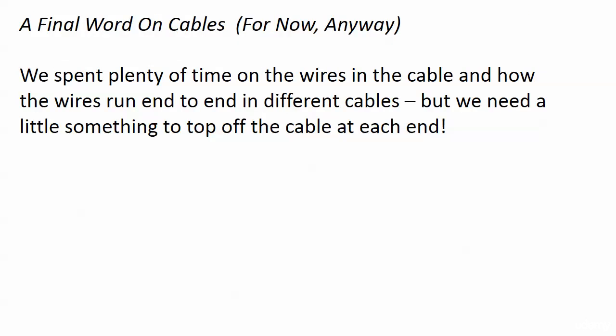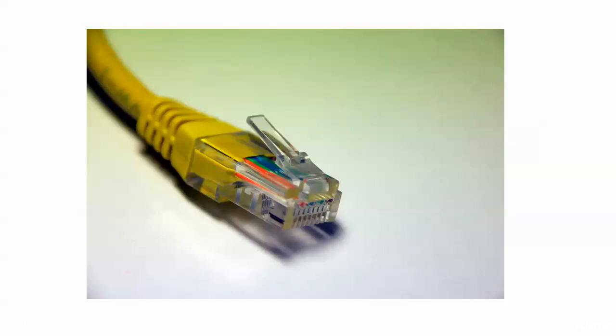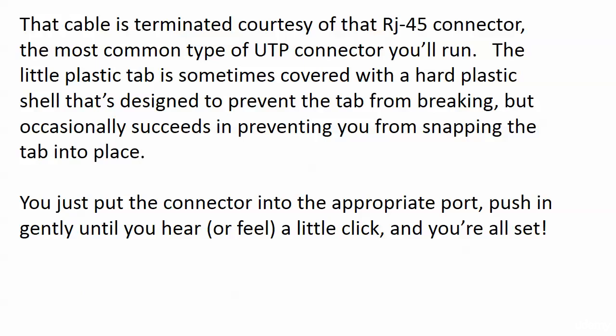Now, a quick and final word on cables. We spent plenty of time on the wires in the cable and how the wires run end-to-end to different cables. But you know, the wires and the cabling and the wrapping in the one case and shielded twisted pair, we need a little something to top off the cable at each end, don't we? Yeah, something like this. This is an RJ45 connector, and it is used to terminate the wiring at the end of the cable in hopefully a nice, neat fashion. And this is really the most common type of UTP connector you're going to run into in the field.